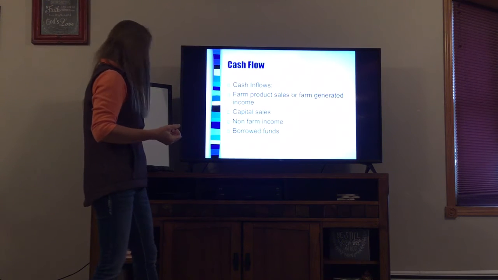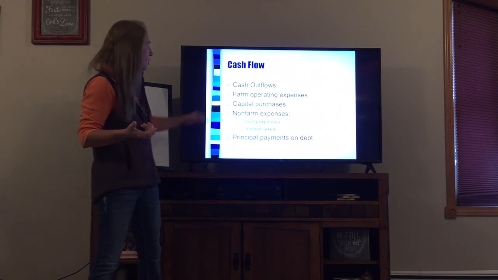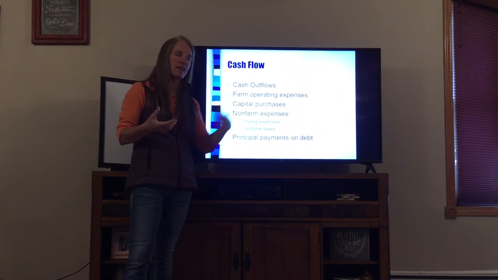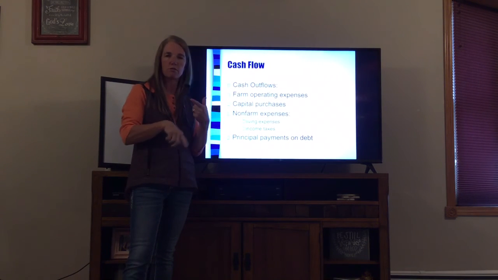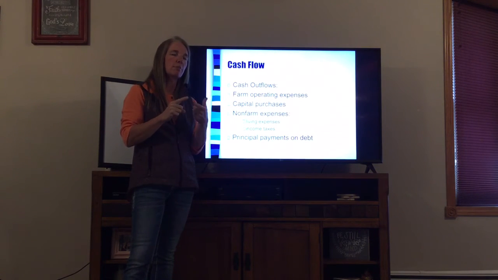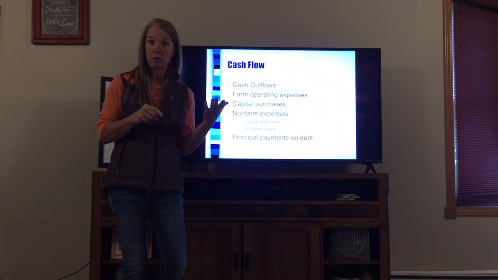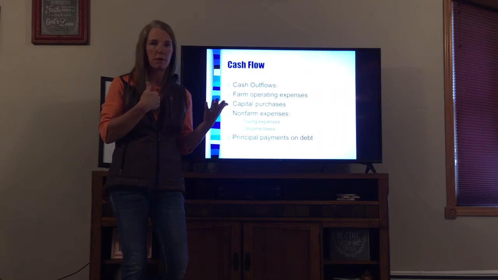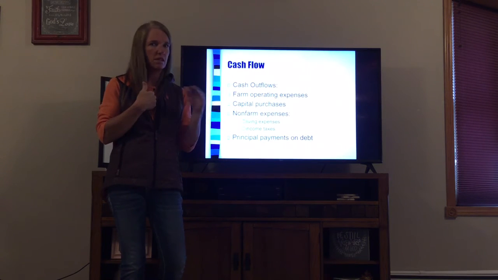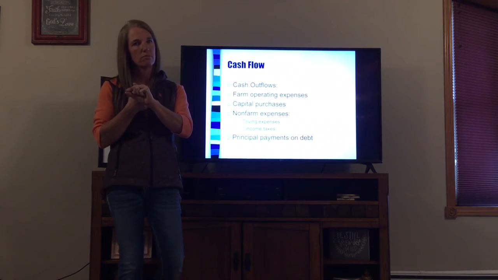The outflows are just the opposite, but it's still all the things I do from a cash standpoint. So I'm going to have my general things that I already had on my enterprise budget. I'm going to have all the farm operating expenses, everything that I truly spend money for. If earlier I put an opportunity cost for labor on there, and that's really my own labor, but I'm not paying myself for that, then that's not going to go on the cash flow because it's not a cash paid item.